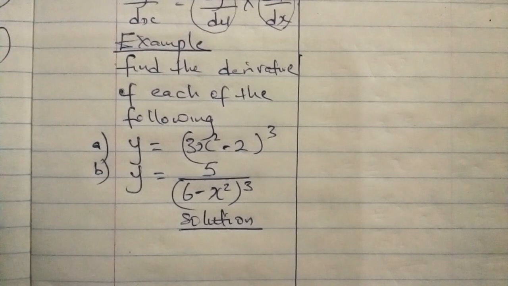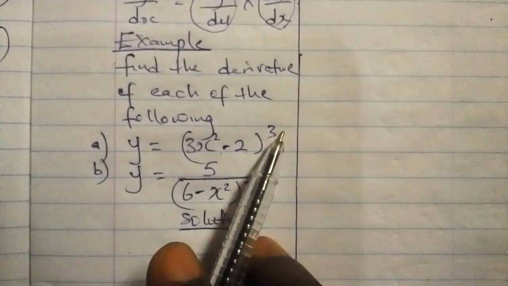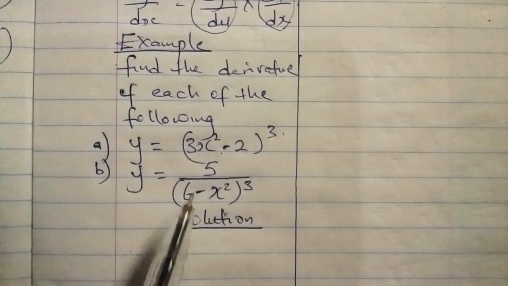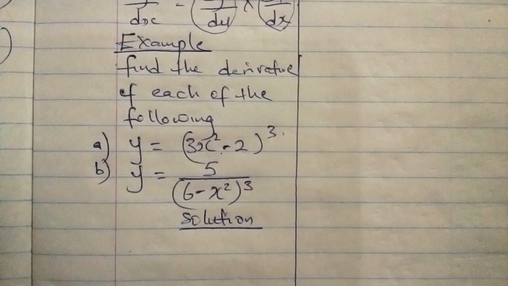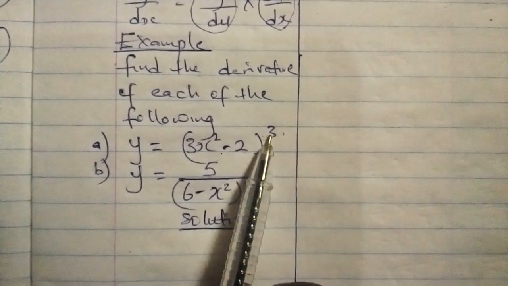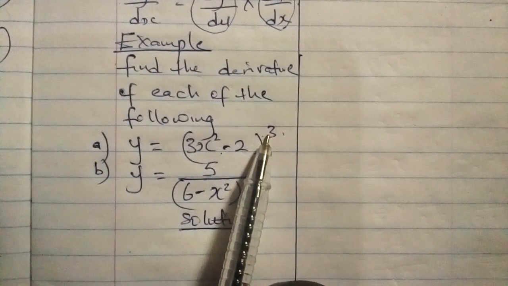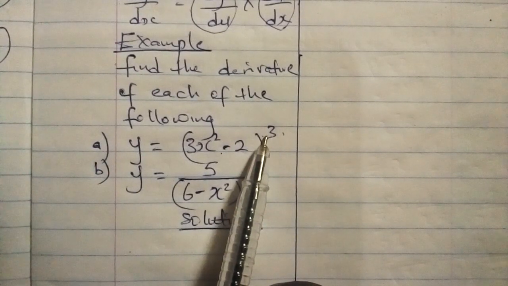And the question that will be running into your mind is how will I know when to use this function of a function rule? When you look at those two examples, you notice that each of them contains a function in brackets which is raised to a power. So whenever you see a function that is raised to a power, rather than expanding it, apply the chain rule, or function of a function, for easy simplification.